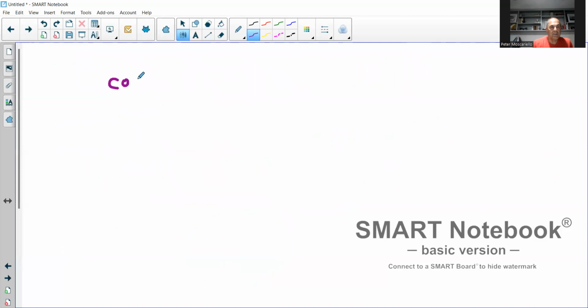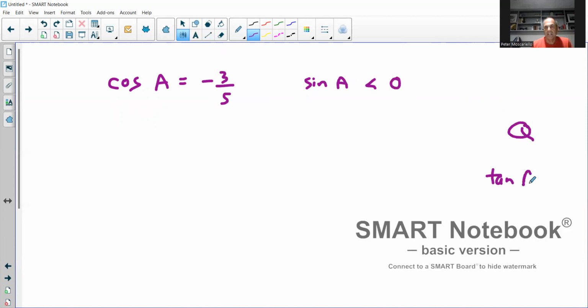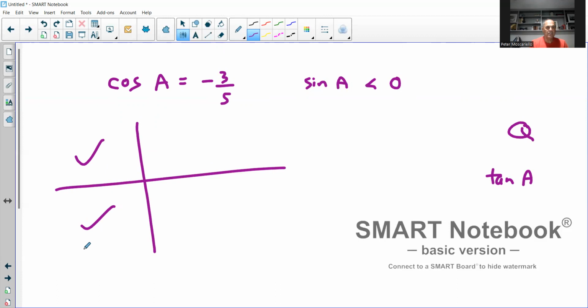Let's say cosine A is negative 3/5, and sine A is less than 0. Find the quadrant and then find tangent A. Okay, if cosine's negative, we're here. If sine's negative, we're here. We're in quadrant 3.